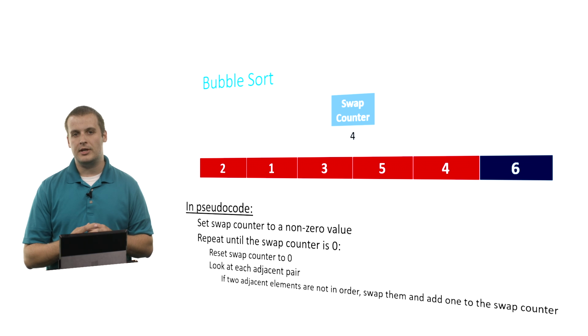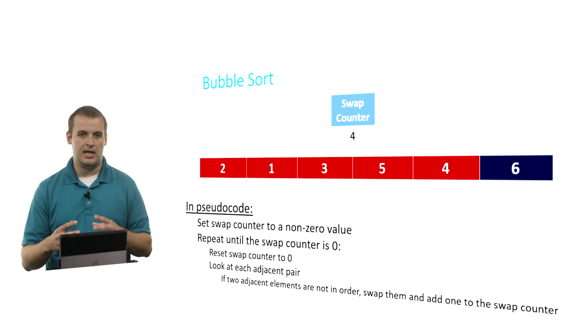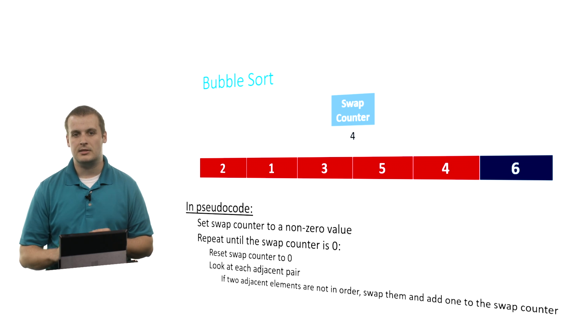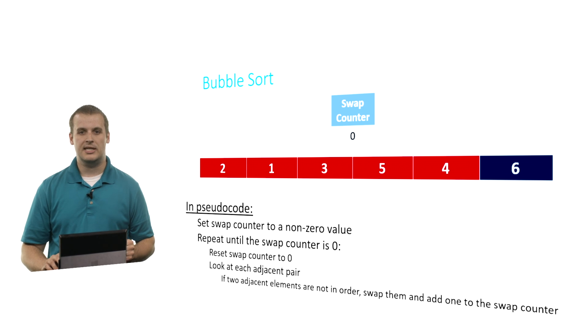And in future iterations going through the array again, we don't have to consider 6 anymore. We only have to consider the unsorted elements when we're looking at adjacent pairs. So we have finished one pass through bubble sort. So now we go back to the question, repeat until the swap counter is 0. Well, the swap counter is 4, so we're going to keep repeating this process again. We're going to reset the swap counter to 0 and look at each adjacent pair.